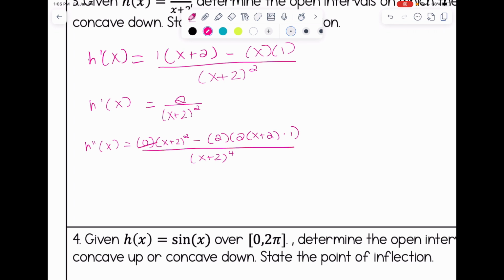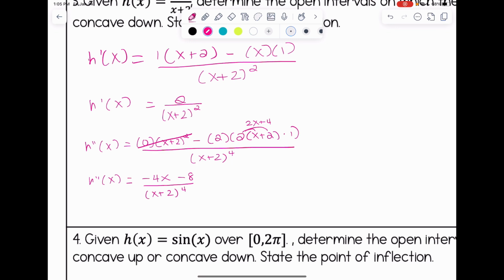We can clean this up a lot. Everything over here is going to go away, and I can distribute a couple times here. So this would give me 2x plus 4, and then I'm going to multiply the negative 2 across it. So my second derivative comes out to be negative 4x minus 8 over x plus 2 to the 4th.